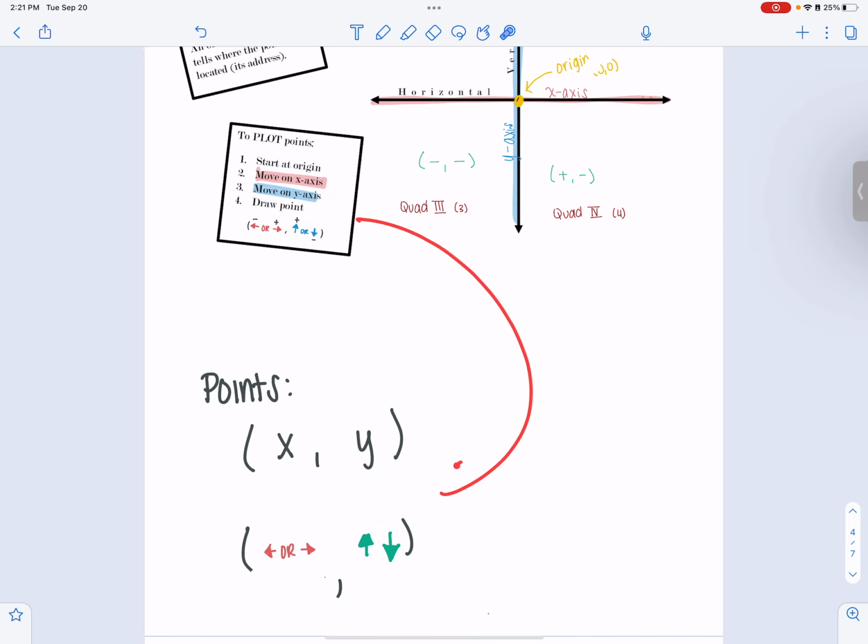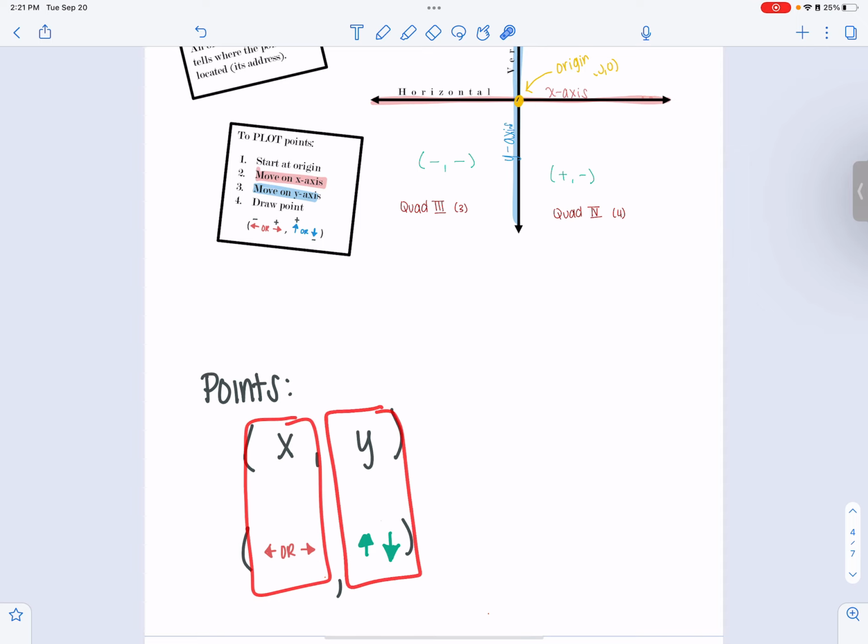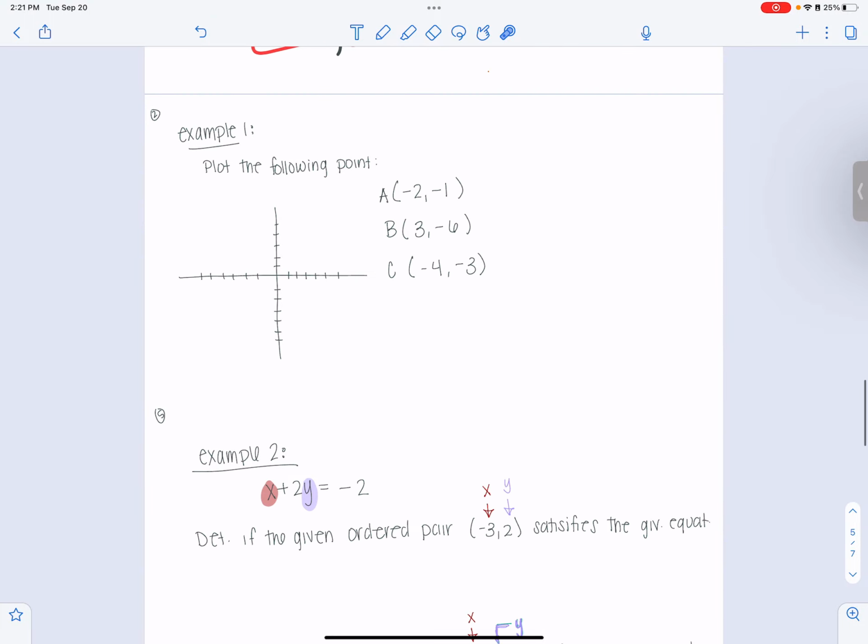So really these two things say the same thing. The only difference is I rewrote it because I felt like that box was pretty small. Sorry, you're going to move left if it's negative, right if it's positive, up if it's positive, down if it's negative. And remember, that's going to correspond with the actual numbers in those places. So let's look at some.